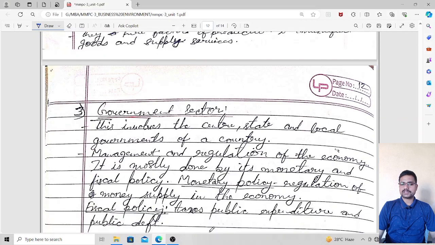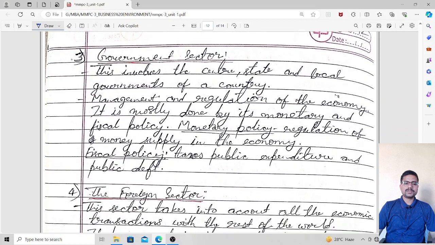Next you have the government sector. The government sector involves the central, state and local governments of a country. Management and regulation of the economy is done by its monetary and fiscal policy. Monetary policy means regulation of the money supply in the economy, and the second one, the fiscal policy, covers taxes, public expenditure, and the public debt.